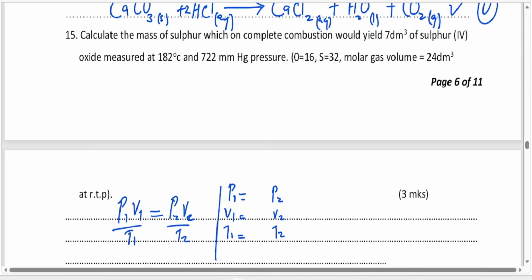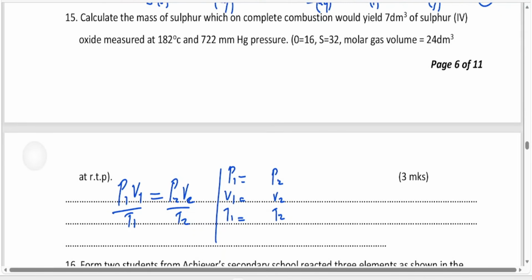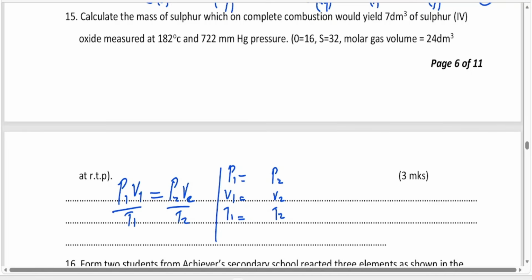We are being told to calculate the mass. So we'll first determine the volume. Once we get the volume, then we can proceed on determining the mass. So calculate the mass of sulfur which on complete combustion would yield 7 liters of sulfur oxide measured at 182 degrees Celsius, 722 millimeter of mercury pressure.